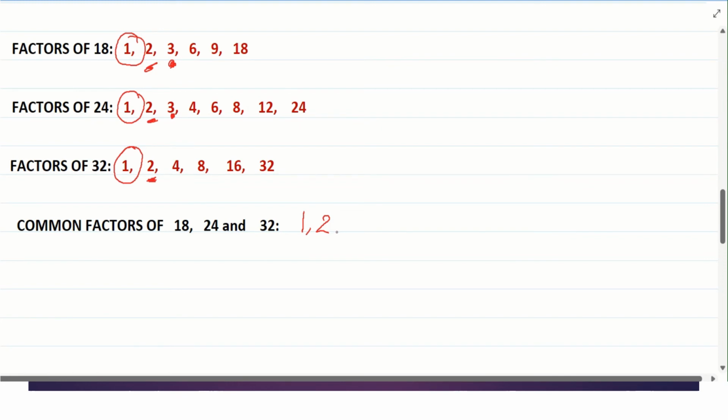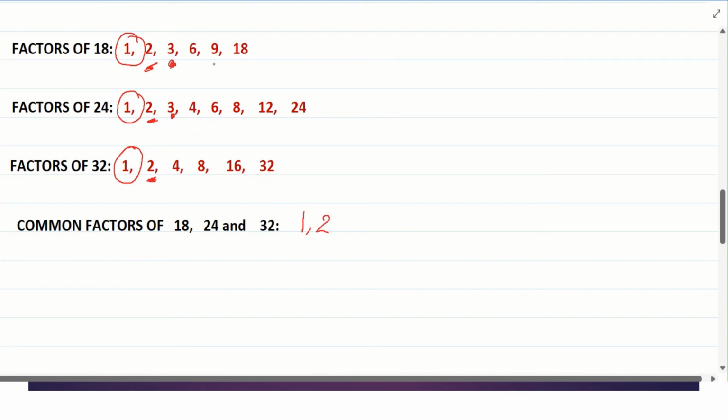So here we cannot mention 3. Now let's go to the next one, 6. 6 is present as a factor of 18. 6 is present as a factor of 24, but 6 is not present as a factor of 32. So we cannot take 6 also as a factor of 18, 24, and 32.